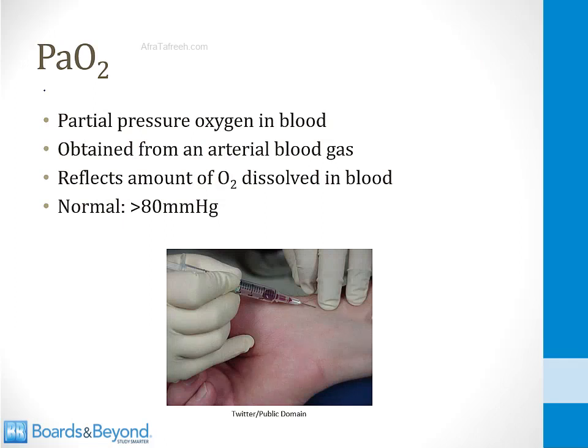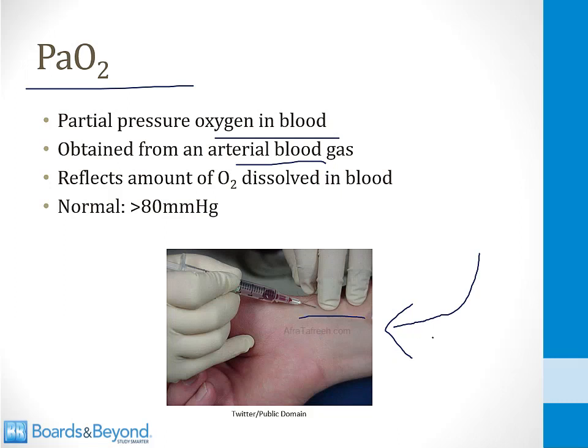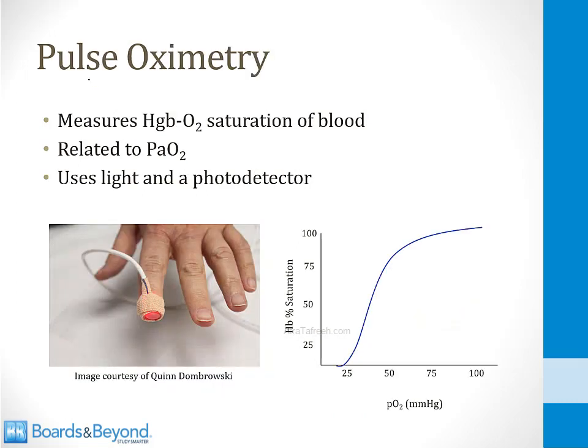So let's talk about some of the clinical measurements that we routinely make in patients to determine the oxygen status of blood. The first one is the PaO2. This is the partial pressure of oxygen in the blood. It's determined from an arterial blood gas. This is an image of someone obtaining an arterial blood gas here. You put a needle into the radial artery and collect a sample of blood, which is analyzed for oxygen content. And the PaO2 reflects the amount of oxygen dissolved in the blood, and normal is greater than about 80 millimeters of mercury.